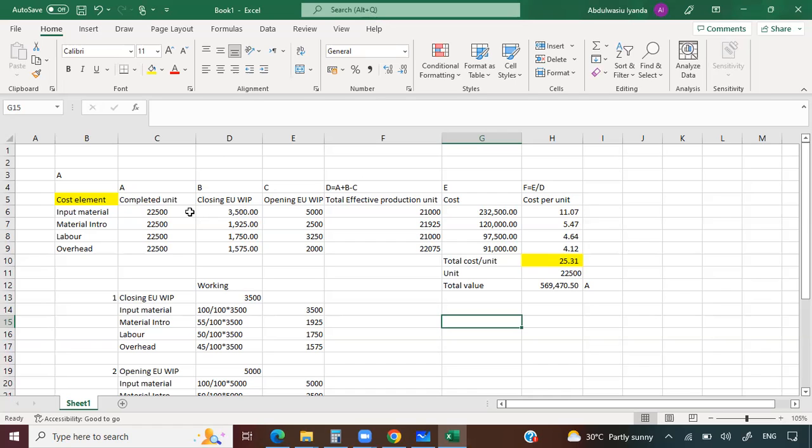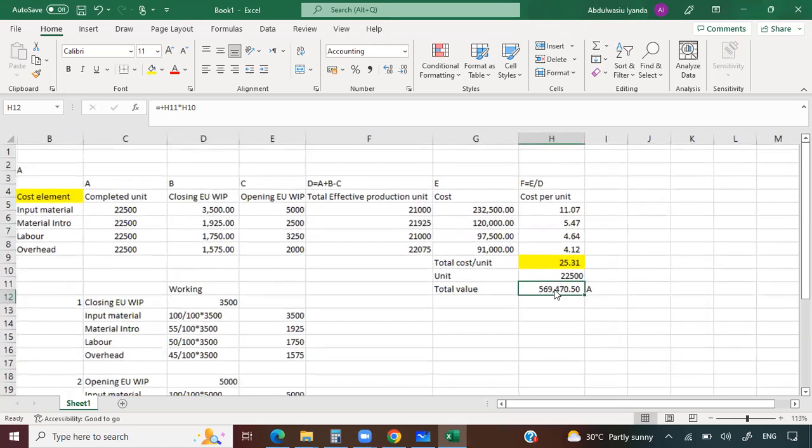And in process 2, we are told that this is what you transferred: 22,500 units to process 3. The examiner is now asking, what is the value of this unit? Because in this subject, you will either be given the unit or be given the value. So this is the unit. What is now the value of this 22,500? This is the value of this 22,500.